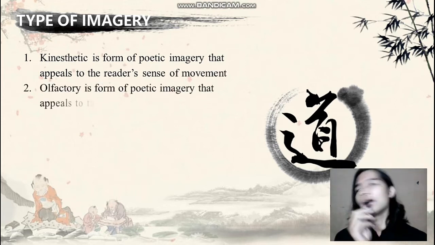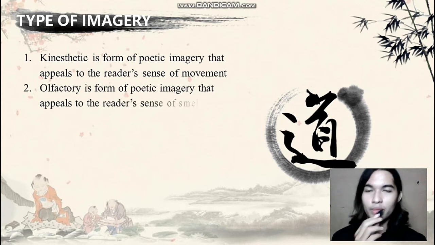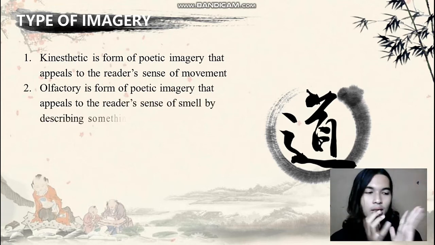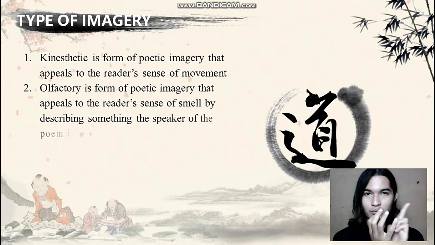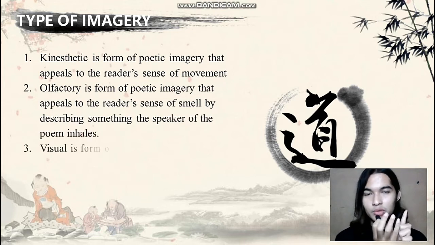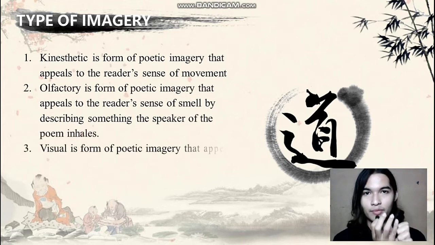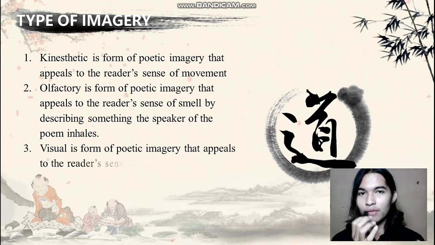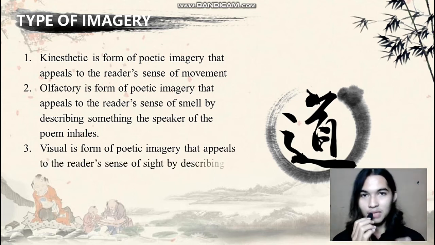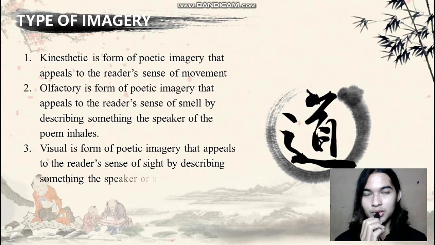And now I would like to present about types of imagery. There are approximately 7 types of imagery. The first one we have kinesthetic, the second one olfactory, the third one visual, the fourth one gustatory, the fifth one organic, the sixth one tactile, and the last one auditory.